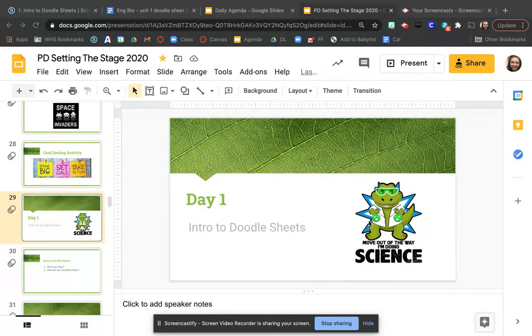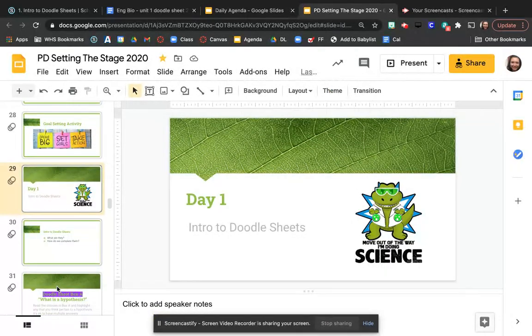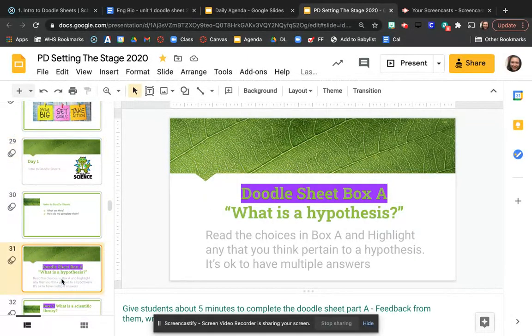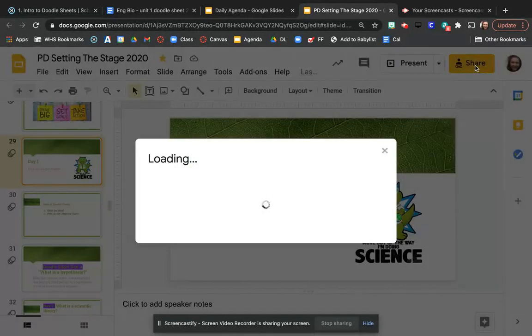So intro to Doodle Sheets, okay? I talked all about it in my last video that hopefully you just watched, because it should have led you to here. Once again, the Doodle Sheet slideshows correspond to the notes. Right here, this says box A, what is a hypothesis? If you look here, it's Doodle Sheet box A, what is a hypothesis? Okay, so I'm going to start on slide 1.